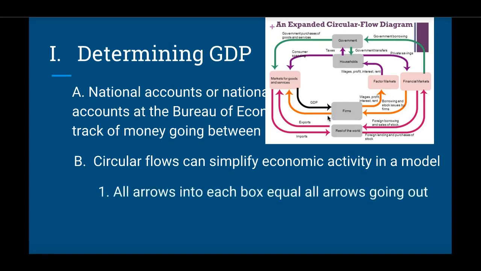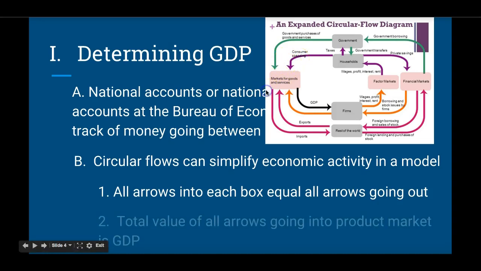Okay, with the circular flow, all the arrows into each box equal all the arrows going out. For example, if you remember from the last video, I talked about how all the money coming into households, that income from the factors of production, equals all the money going out: the money going out in taxes, in savings, as well as consumer spending. And you can work that for any of the colors up there.